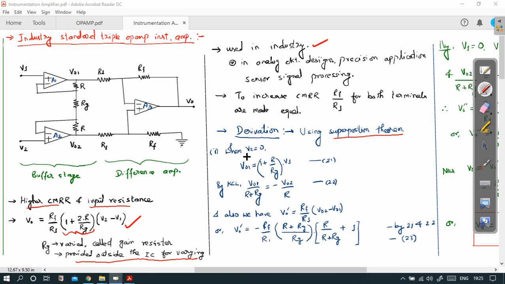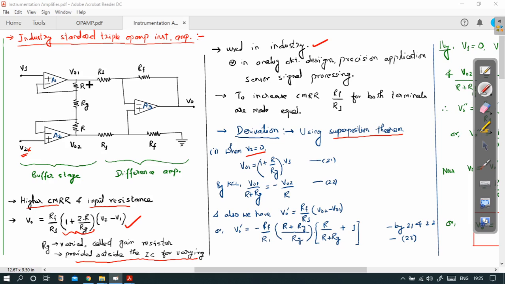So first let's assume that V2 is equal to 0. So this is disabled first. If this is disabled, we are left with only one input voltage source, V1. So you can apply KCL. Can we write the equation for VO1, that is this particular node voltage, the output voltage of this A1, as 1 plus R by Rg into V1, because this is acting as a non-inverting amplifier. Look here, the input voltage is connected at the non-inverting terminal, and this is the feedback resistance.